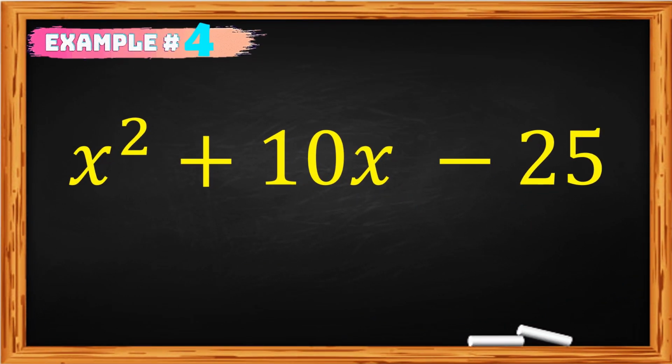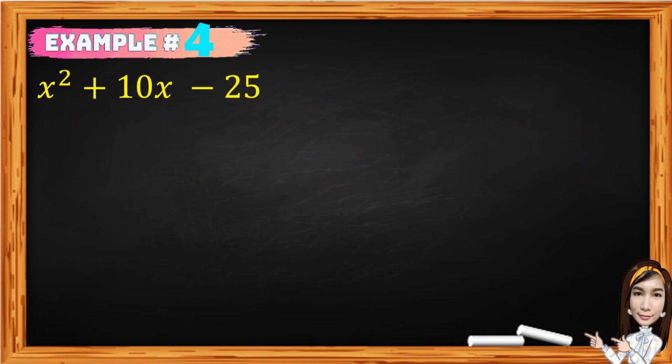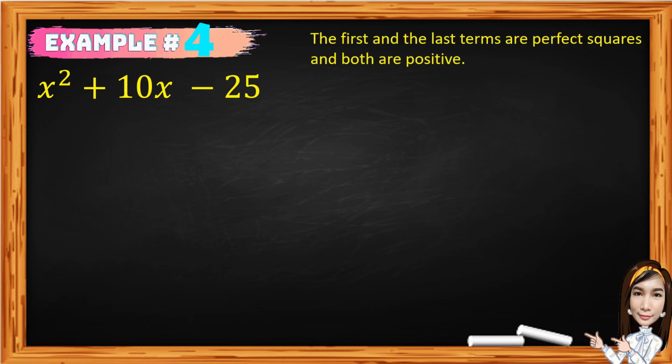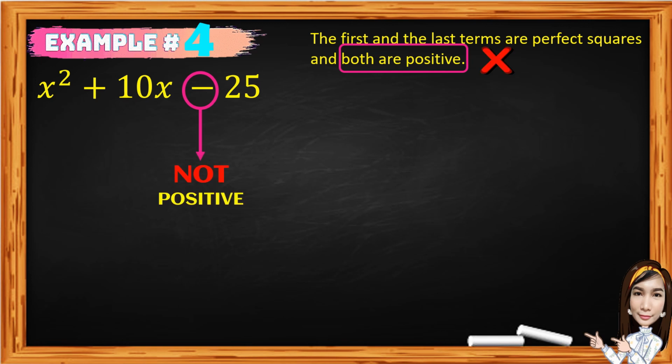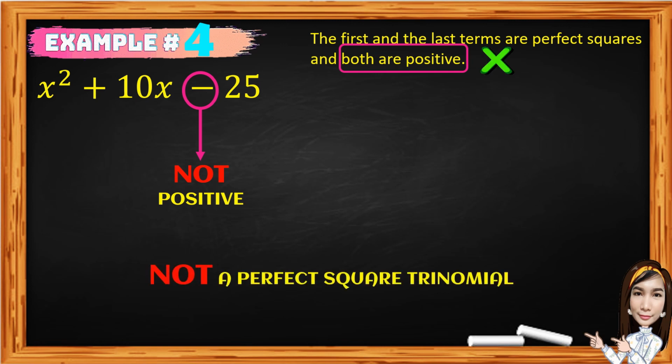The fourth example is x squared plus 10x minus 25. Now let's see if the given satisfies the two conditions. First, the first and the last terms are perfect squares and both are positive. Now as you can see, the last term is not positive. So it does not satisfy the condition. Therefore, the given is not a perfect square trinomial.